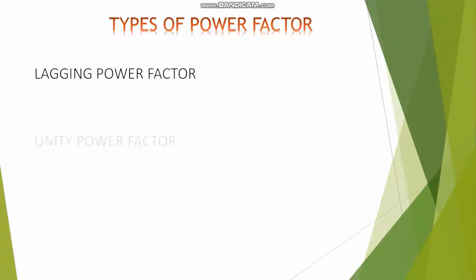The next one is unity power factor. When the power factor is unity, it means the entire apparent power is being used for active work being done. This is the ideal condition desirable, but in actual practice, it is not attained most of the time.